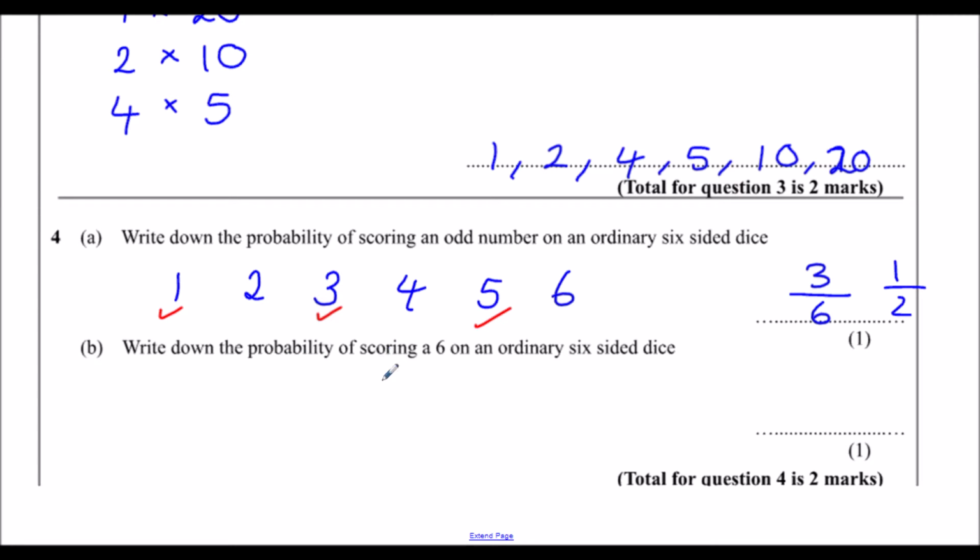Write down the probability of scoring a 6 on an ordinary 6-sided dice. How many 6s are there? There's 1 out of how many in total? 6 options. So the probability of scoring a 6 is 1/6.